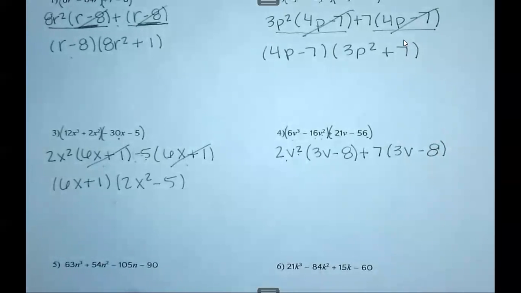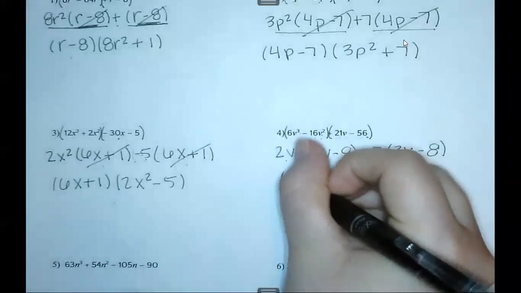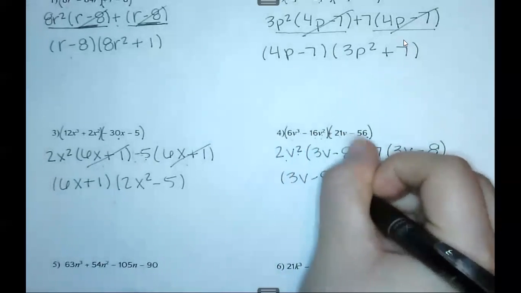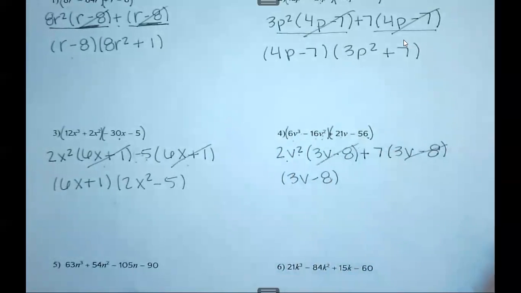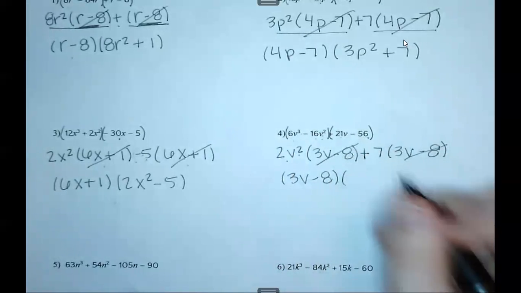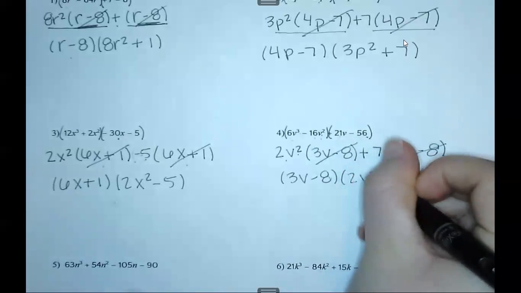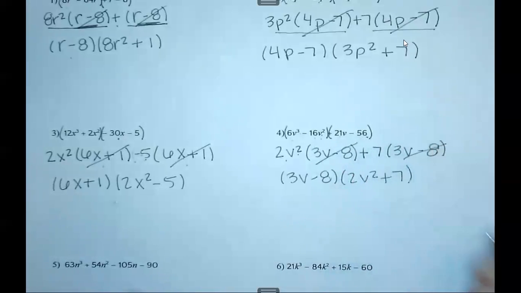So our two pieces do have something in common. So I'm going to pull it out here to the front. So that goes away. And then I need to write down my leftovers. 3v squared plus 7.